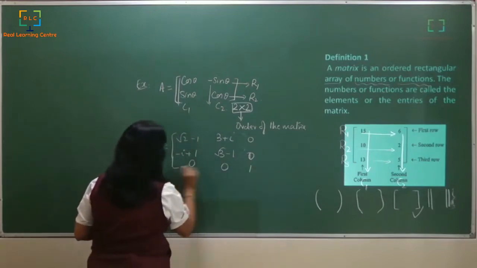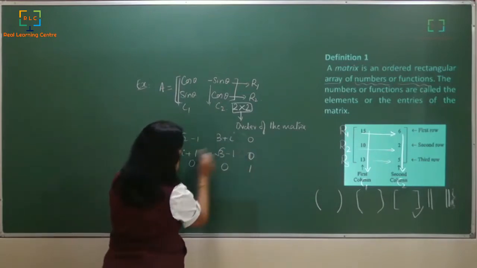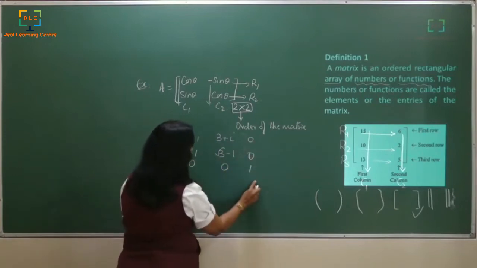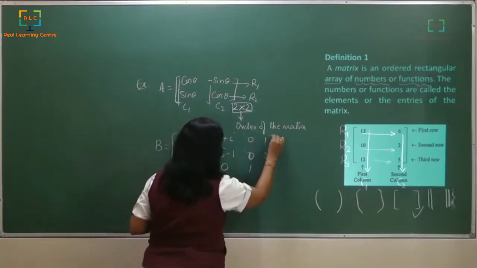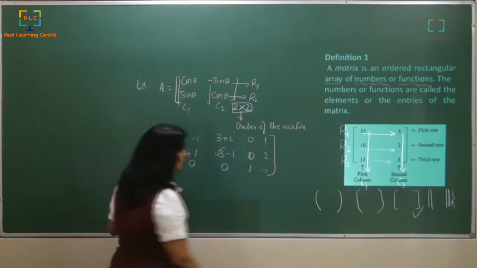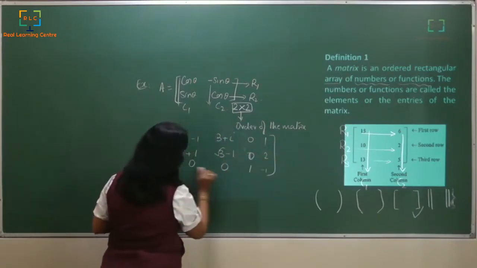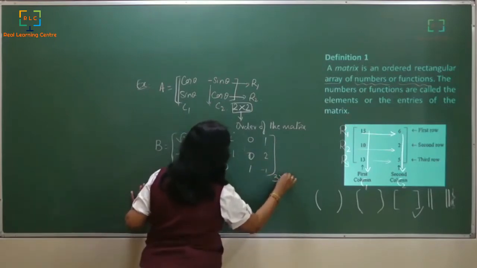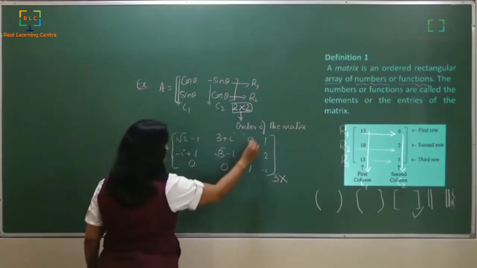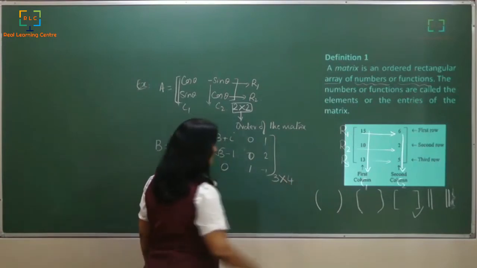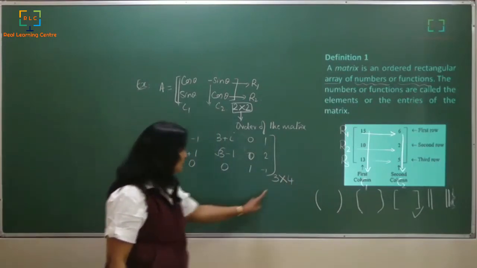Okay, now what you have? You have 3 rows and 3 columns. I'll take one more, 1, 2, minus 1. So this is also a matrix where you have how many rows? Row number 1, row number 2, row number 3. So it has 3 rows. How many columns does it have? It has 4 columns, so it is 3 cross 4, or we also say it as 3 by 4.